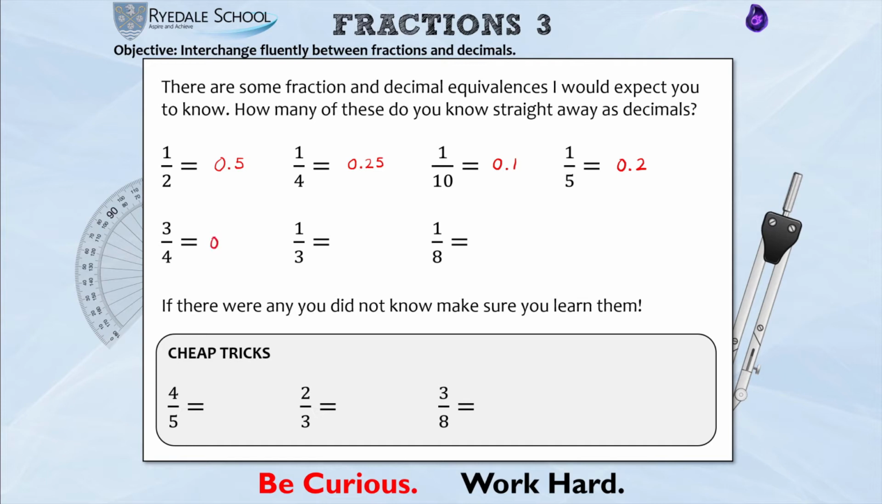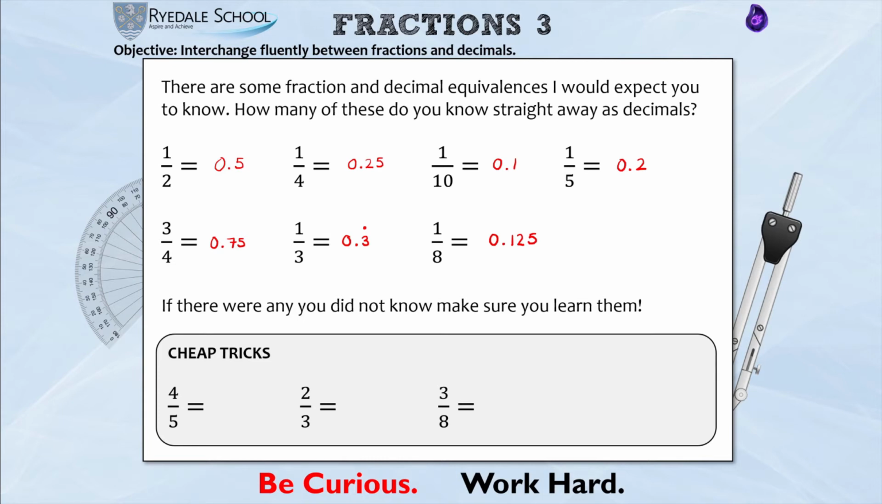3/4, 0.75. 1/3, the interesting one. It is 0.33333 going on forever, or 0.3 recurring. And 1/8, that came up, I believe, in our first lesson, and I mentioned that it was 0.125. All of those you really need to learn. So if there were some that you didn't know, think of the ones that you already knew, try and learn the next ones. That could be a little task to be thinking about over the weekend.